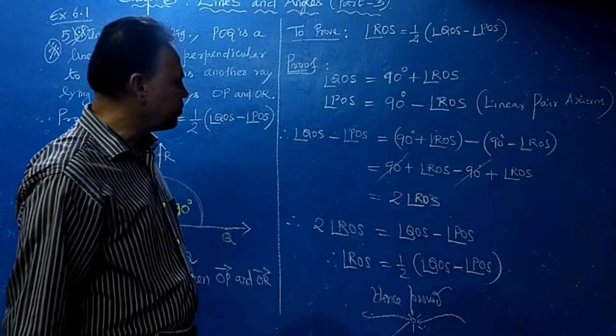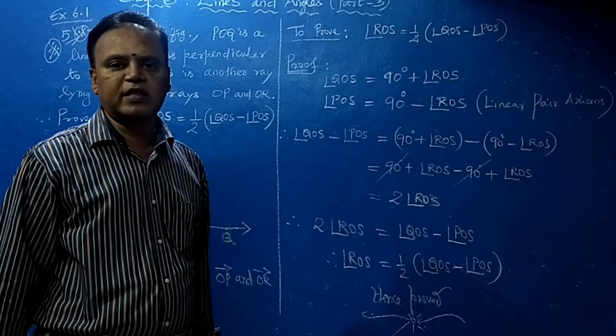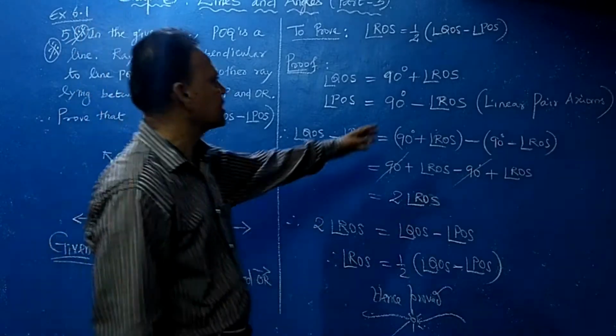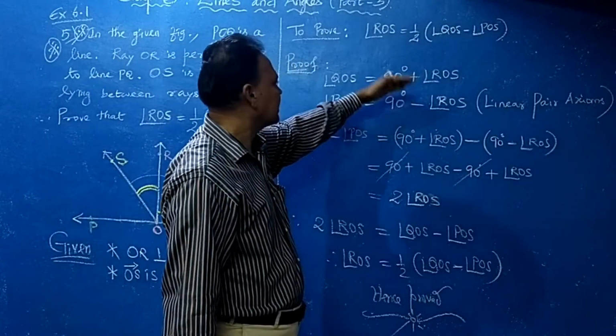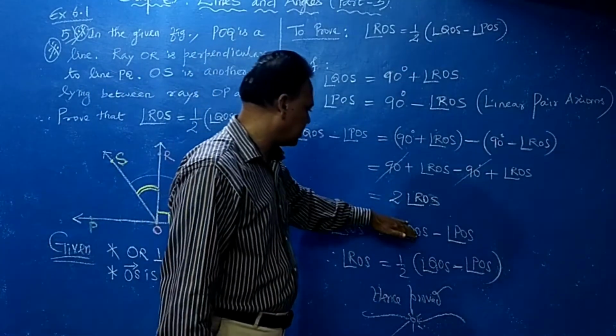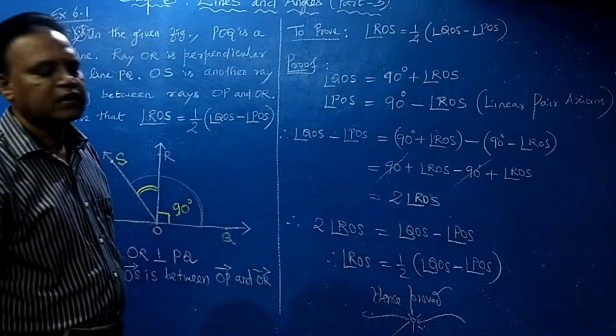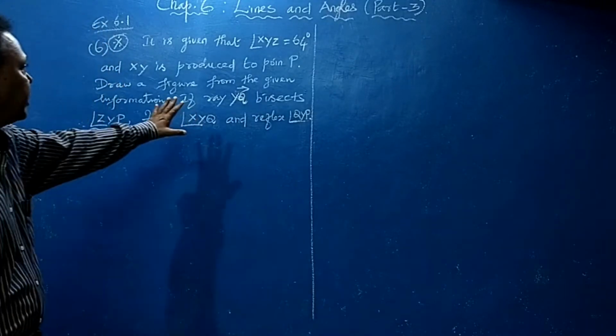Many times this type of question is repeatedly asked. Clear? So, very important to practice. Here what you have to do is find the right hand side, then subtract, then rewrite here, then divide by 2 and you will get the result. This problem is very important.